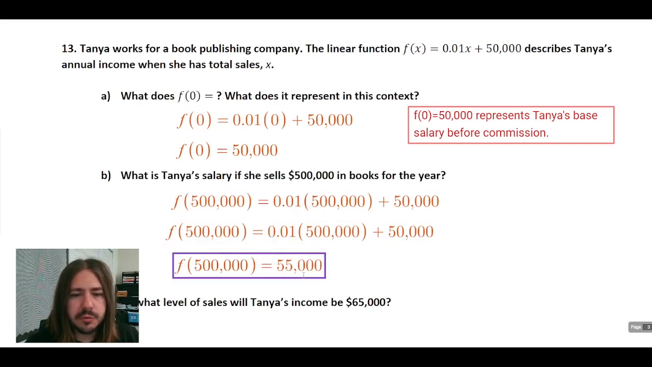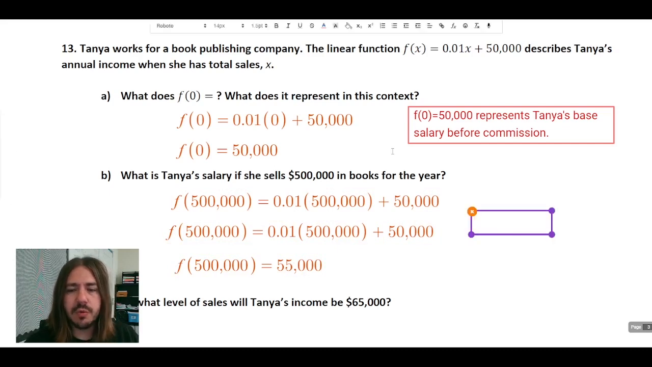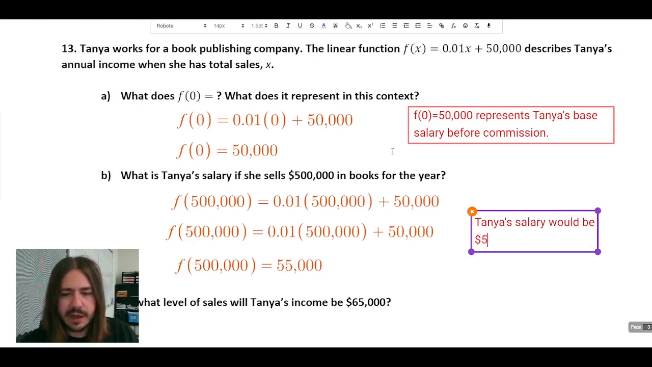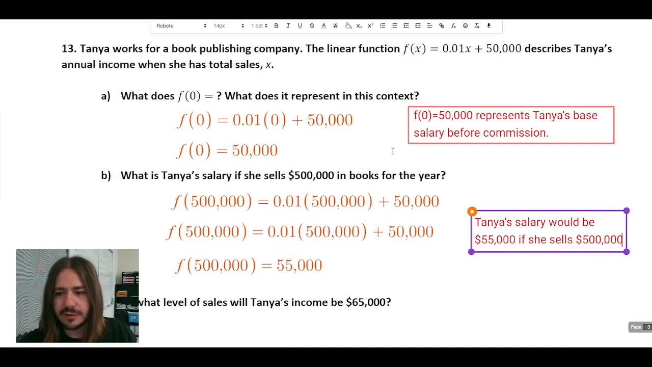So this would be how you'd represent that algebraically if we want to just state it, answer the question in terms of how it's being asked. You can say Tanya's salary would be $55,000 if she sells, now this sounds like a lot of books, $500,000 in books.